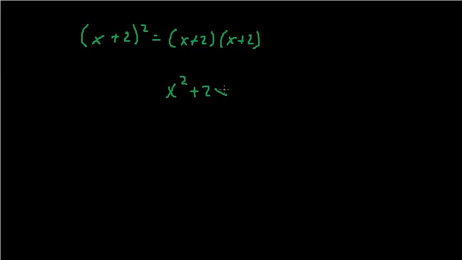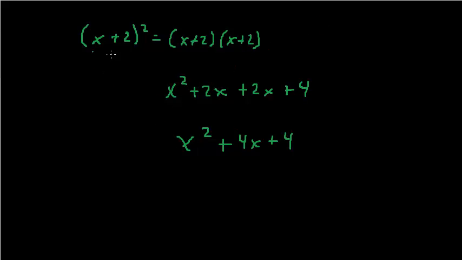Next, we'll take a look at squaring binomials. Say, for example, we have x plus 2 squared. This is the same as x plus 2 times x plus 2. If we multiply this out, we get x squared plus 2x plus 2x plus 4. We add our two middle terms together and we get x squared plus 4x plus 4.